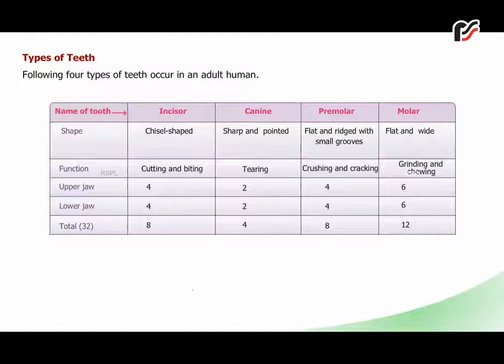Types of teeth. The following 4 types of teeth occur in an adult human.